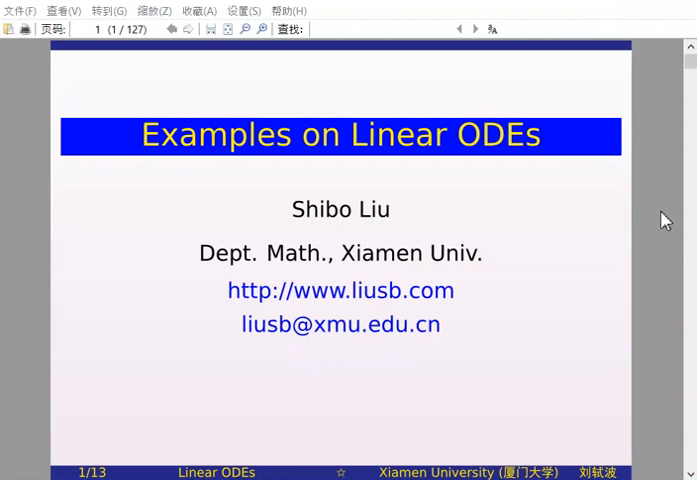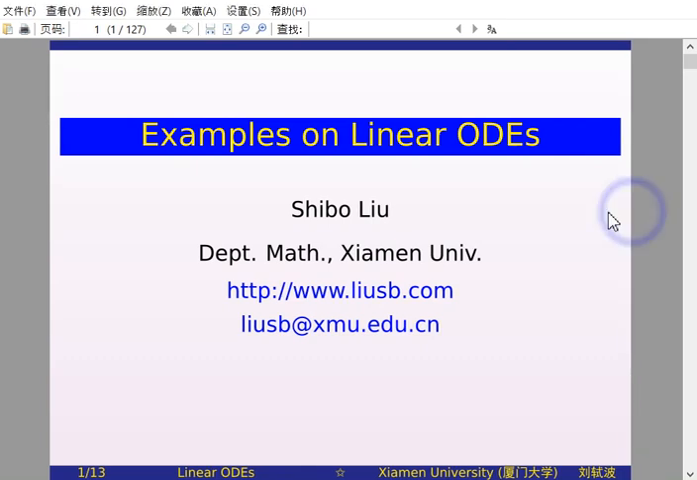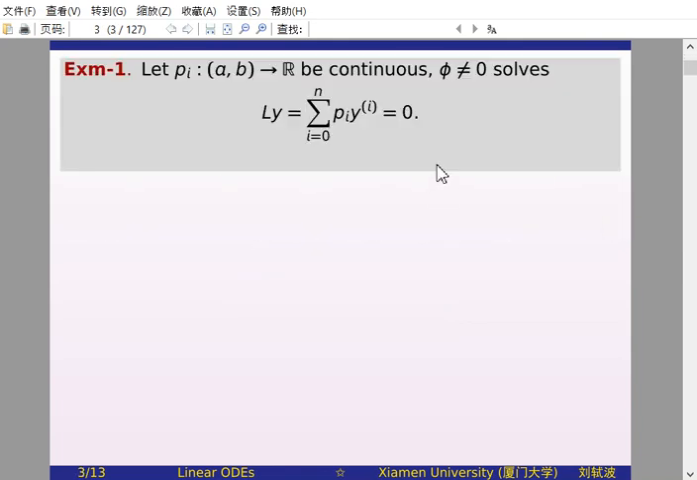Okay, today we'll study some examples of linear ordinary differential equations. Now we consider the first example. Suppose p_i are some continuous functions, and then we have a differential operator Ly = sum over i from 0 to n of p_i times the i-th derivative of y.